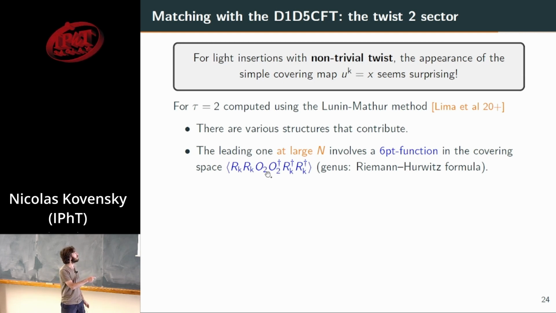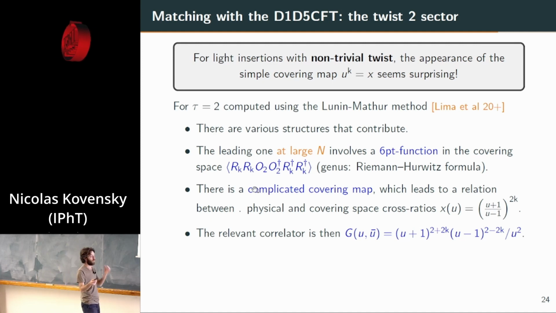Because if these are twist 2, you count the genus of the corresponding correlator with the Riemann-Hurwitz formula, and you need to involve 2 copies of the full n/k copies of the heavy state on each side. And they compute this 6-point function using the covering space method. The map, as Sean was telling us the other day, becomes much more complicated for a 6-point function than in 4-point functions. But what you can show is that even if the map is complicated, there's a nice relation of this form between what I would call the physical space cross ratio and the covering space cross ratio. Okay, so you get this relation here.